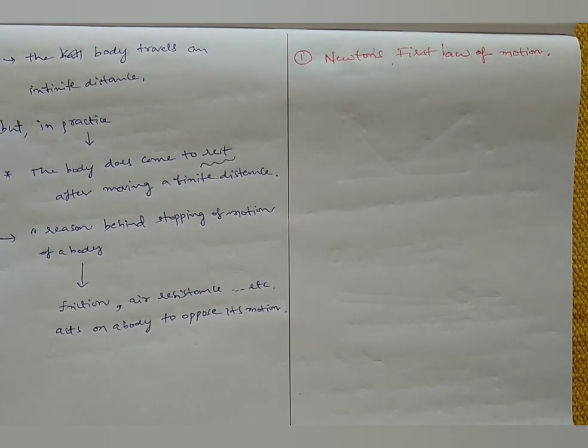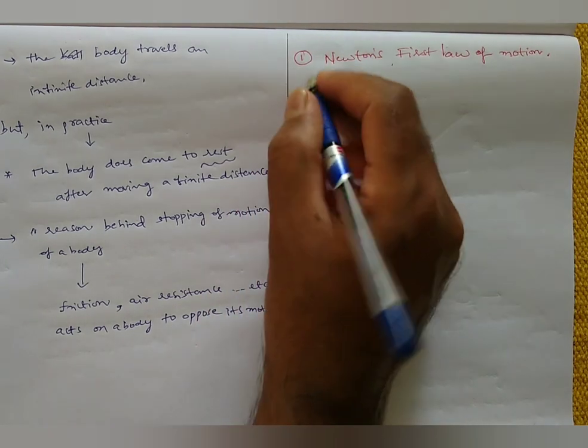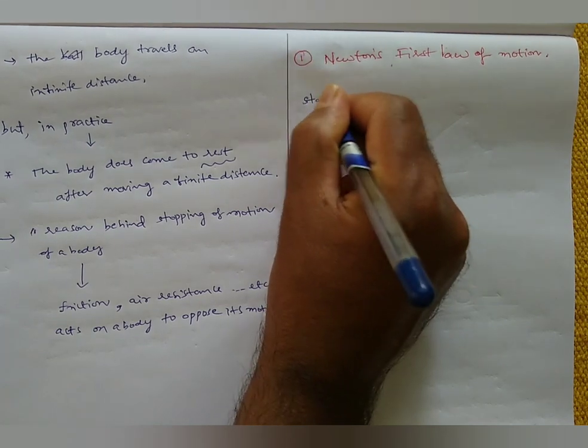So based on those ideas, Newton gave the 3 laws. These laws are all completely based on practical observation. So you cannot derive these formulas. These are all based on the practical observation. Right. So let me write the statement of the first law.